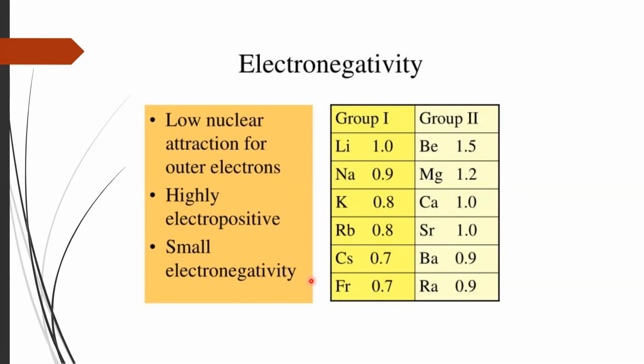Electronegativity. What is electronegativity? Electronegativity means the element attracts the shared pair of electrons towards itself. Hence, there is low nuclear attraction for outer electrons, as these elements are highly electropositive, and hence they will have small electronegativity down the group.